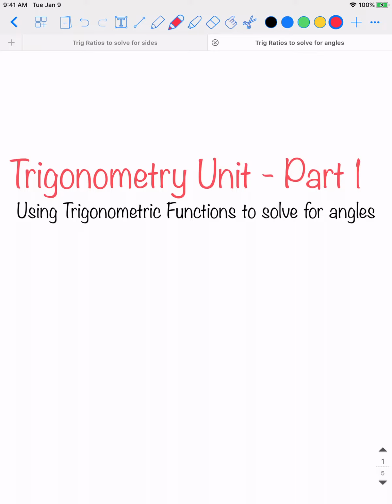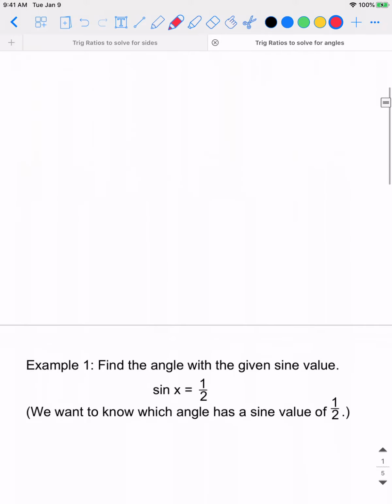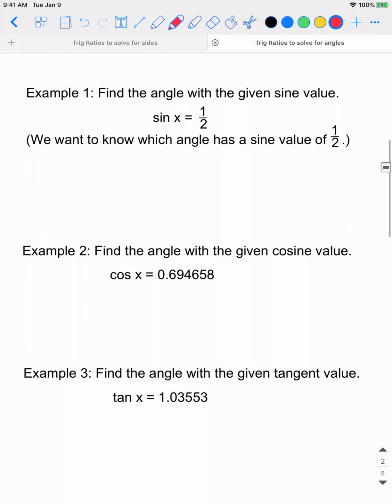Everyone, this video is another one of our trig unit. Today we're going to be using trigonometric functions to solve for angles. The big part of this is making sure we understand how to use our calculator. So what I have for us is 3 examples where we're just typing it in the calculator before we throw in the triangles.